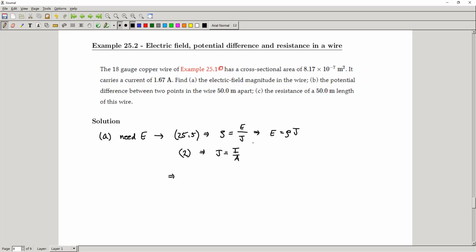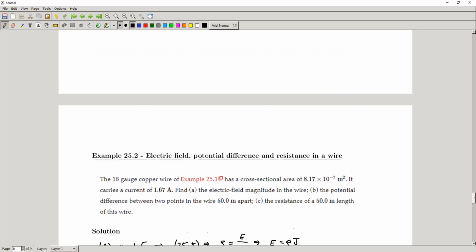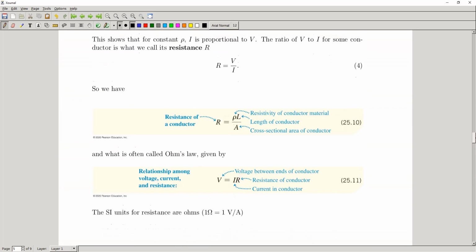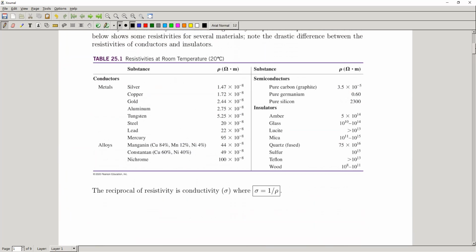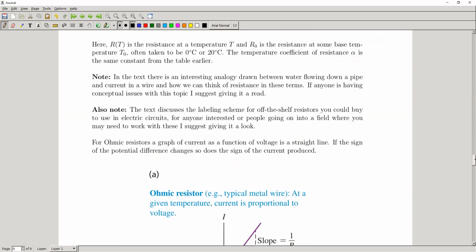If we combine these two equations, we end up with E equals rho I over A. Now it's just a matter of substituting in numbers. We would look up rho from table 25.1. We have a copper wire here, so let's go to table 25.1. It's all the way up here. For copper, we have this 1.72 times 10 to the negative 8 value. So we're going to plug that in down here.